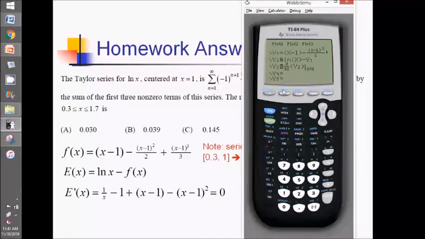I also need to know my window. So for window, I'm going to use 0.3 to 1.7 because that's the only values I care about here. So let me plug those in and then zoom 0, zoom fit, and let's see what we've got. So this might take a little while to graph the derivative, but we'll just patiently wait. So here it goes. It's actually not that slow. We'll take what we can get. So it looks like this is the x value 1 in here. It kind of looks like maybe it's going through 1, but it's hard to tell.